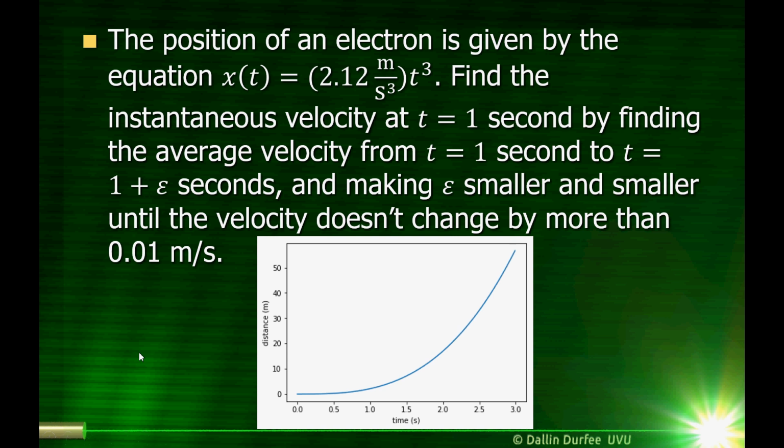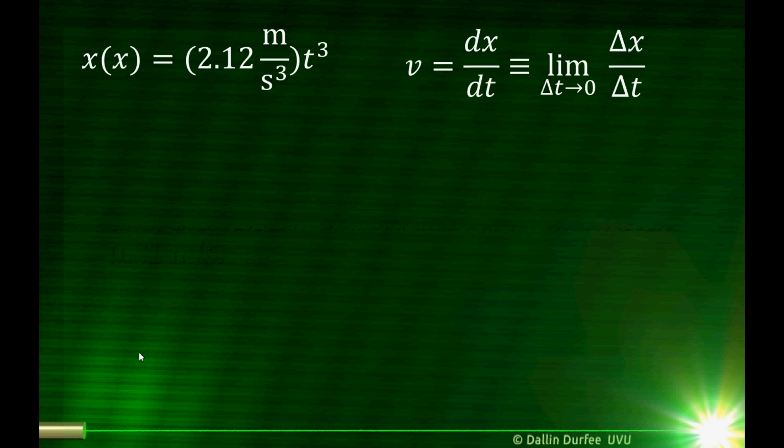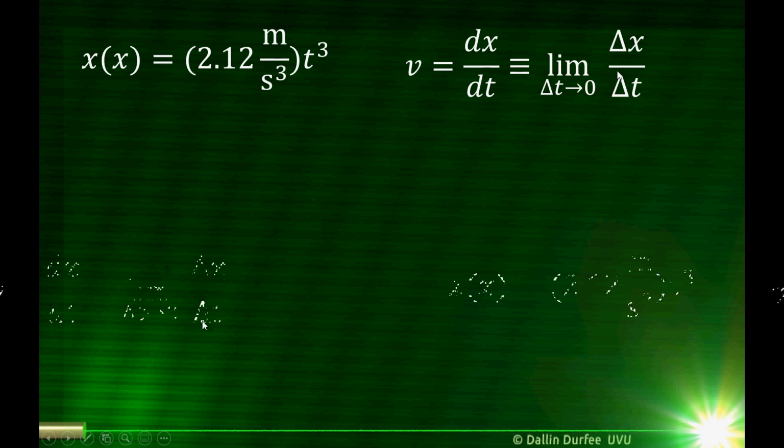And the way we're going to do that is we're just going to calculate average velocities for smaller and smaller times until that velocity doesn't change anymore. All right, so here's the equation for how my electron's moving, and here's our definition of a derivative. It's just the limit as delta x and delta t go to zero.